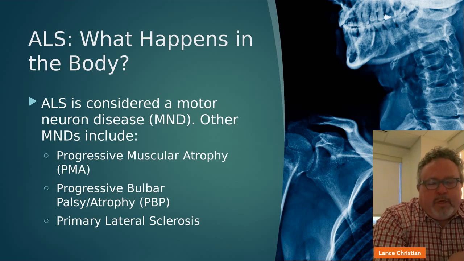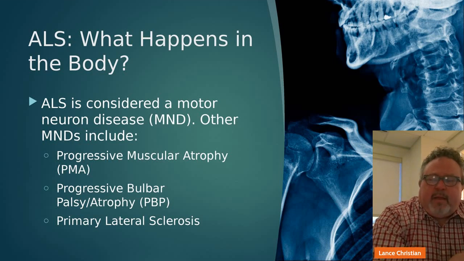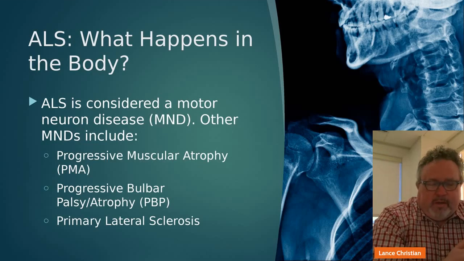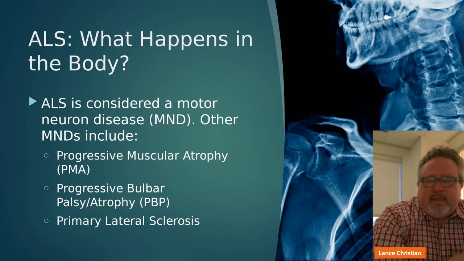So depending on which nerves are affected, the onset of ALS and the symptoms can really vary from person to person, which really means that ALS is a heterogeneous disease. It doesn't always look the same or behave the same from person to person.